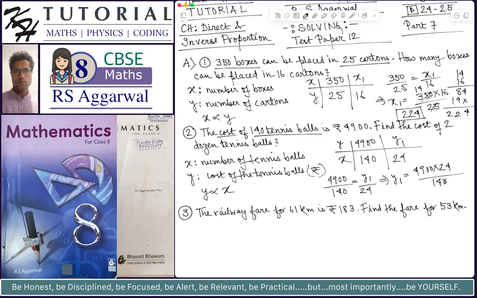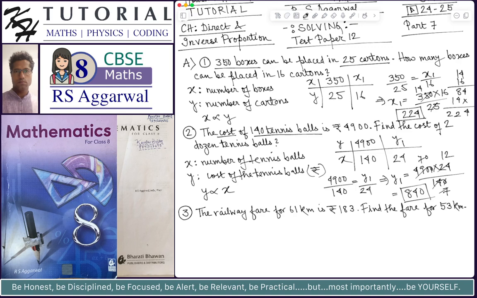So the zeros cancel out, 2, 7, 2 are 14, and 7, 70. So this is equal to 840. So 840 rupees will be the cost of 24 tennis balls.